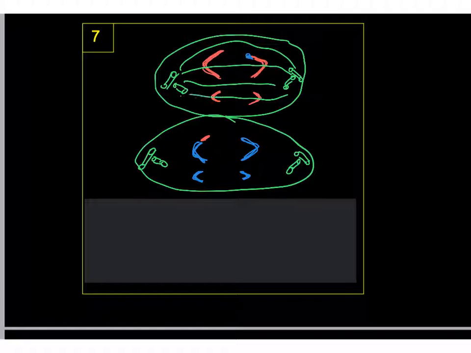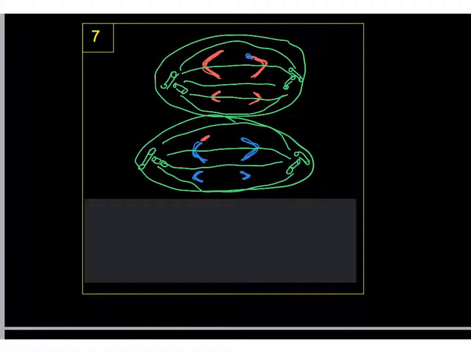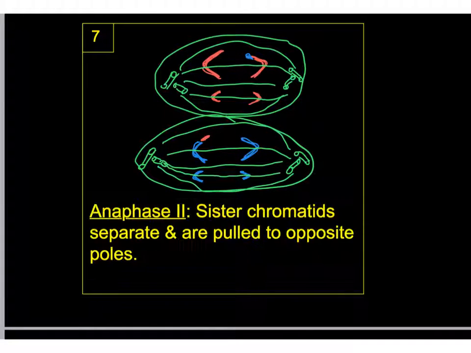So spindle fibers shortening, controlled by the centrioles. We're talking about an animal cell. And that, then, is anaphase 2. So in anaphase 2, it's the sister chromatids. Again, I want to highlight that it's the sister chromatids that are separating in meiosis 2. Let's move on now to our last box.